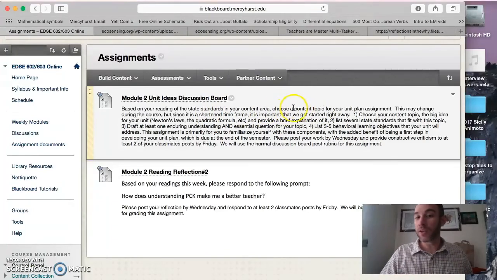You're going to pick a topic within your content area, and that will be the topic that we're going to start exploring for your unit plan. So this may change, but it's the one we're going to start with. 1, choose your content topic. That's your big idea. Number 2, you're going to list several standards that fit this topic. So you can start looking at the standards and see what topic that's outlined in the standards is something that you'd be interested in writing a unit plan on. 3, you're going to draft at least 1 enduring understanding, this big idea, overarching idea that's connected to your concept, and 1 essential question.